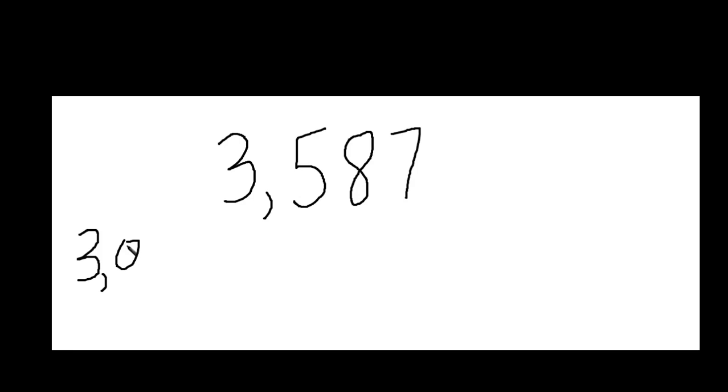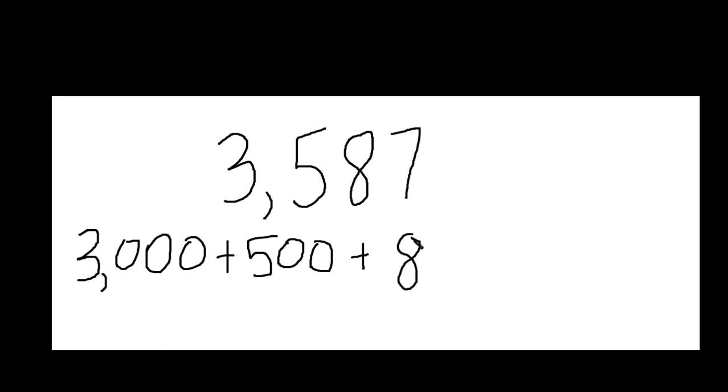When you write in expanded form, it's going to read just like you say it. 3,000, 500, 87. Expanded form means you write it out just as you say it. 3,587. Let's do one more.